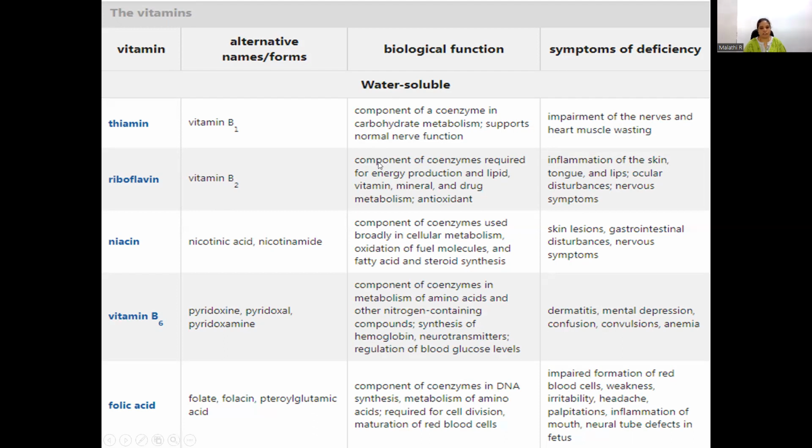Its most important function is as a component of coenzymes required for energy production and lipid, mineral, vitamin, and drug metabolism. And also, riboflavin acts as an antioxidant. So this is one of the important functions of riboflavin. In case it is low in the body, it leads to inflammation of the skin, tongue, and lips. Ocular disturbance also will be seen, and nervous symptoms also will be there. Nervous symptoms will be the most evident symptom of riboflavin deficiency.